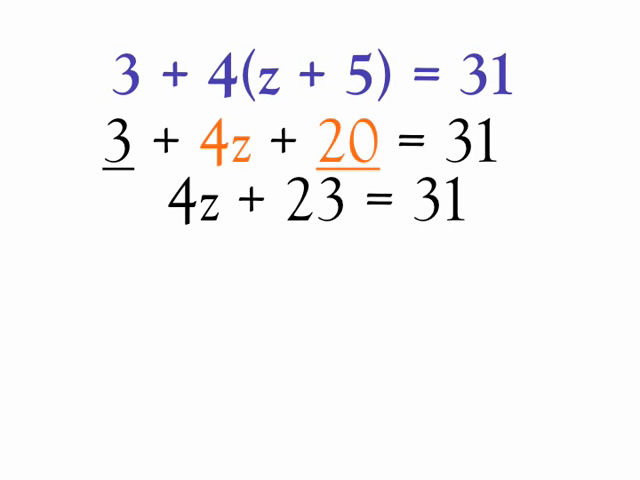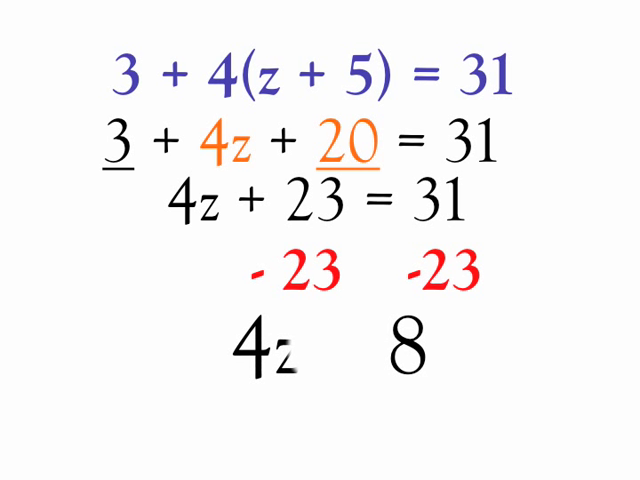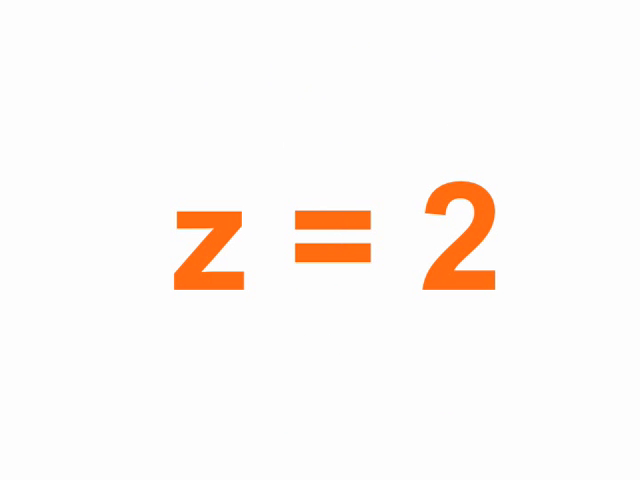The opposite of plus 23 to both sides is minus 23. And when I do that, I get 4z is equal to 8. The opposite of multiplying by 4 is dividing by 4. And my z value comes out to be 2.